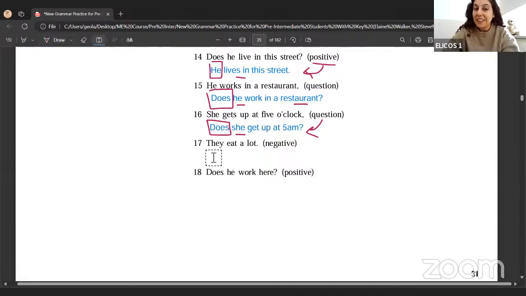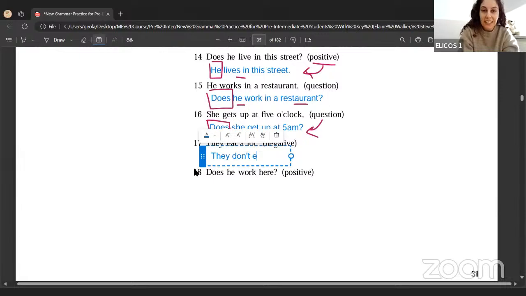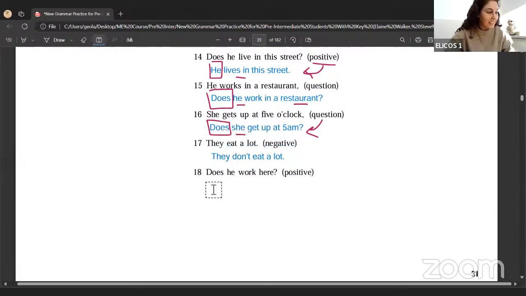17. They eat a lot. We need to make it a negative. Perfect. They don't eat a lot. Good. 18. Here. As a positive, perfect. He works here. We can see it's talking about true information, and we know we have the subject he, so we need to put an S to our action.